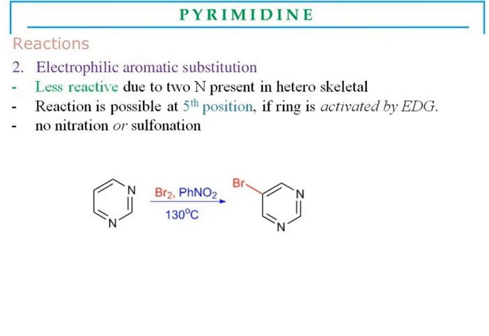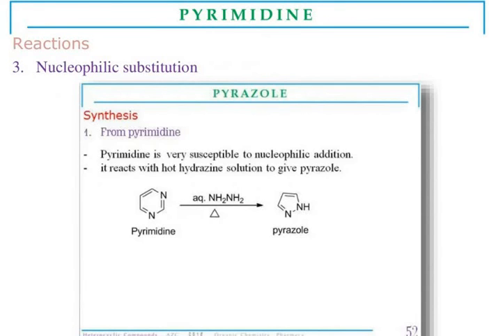Now electrophilic aromatic substitution is less reactive due to the two nitrogens present in the heteroskeleton. Reaction is possible at the fifth position of the ring when activated by electron-donating groups; no nitration or sulfonation. So this is your pyrimidine ring. It undergoes reaction with bromine and gives the bromo derivative.